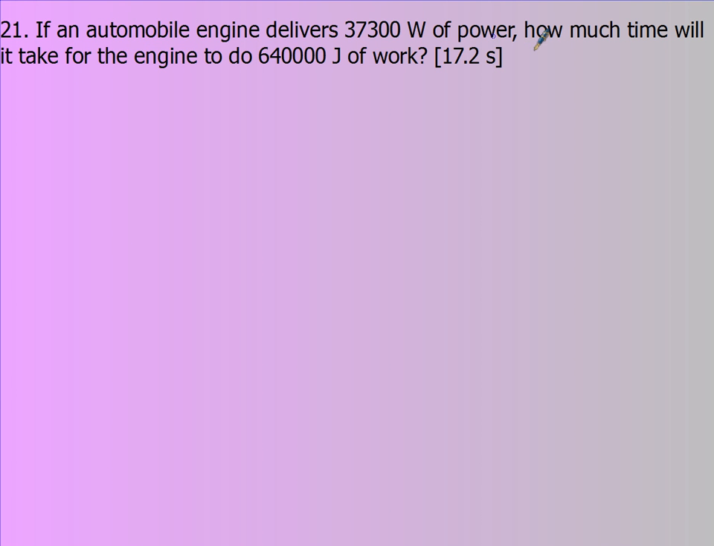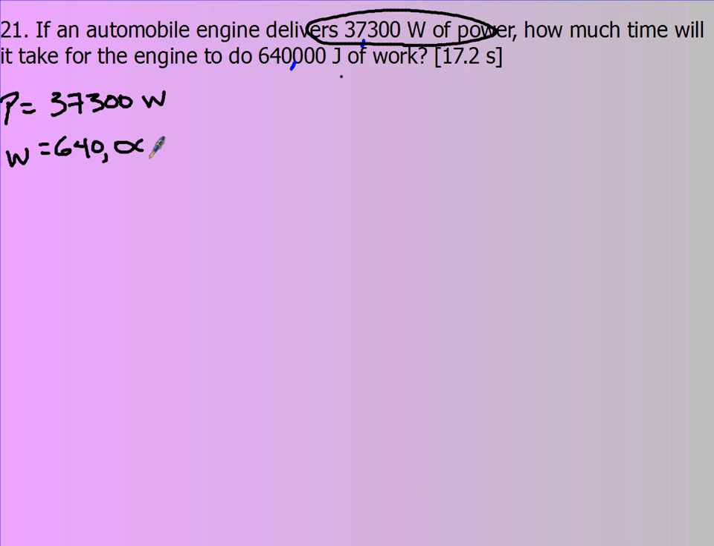If an automobile engine delivers 37,300 watts of power, how much time will it take for it to do 640,000 joules of work? All right, write out your givens. Don't panic. These are some big numbers. Watts are power, and it also says power. So power is 37,300 watts, and the work is 640,000 joules. Go ahead and put your commas in. Keep yourself straight. How much time? So we're looking for t.